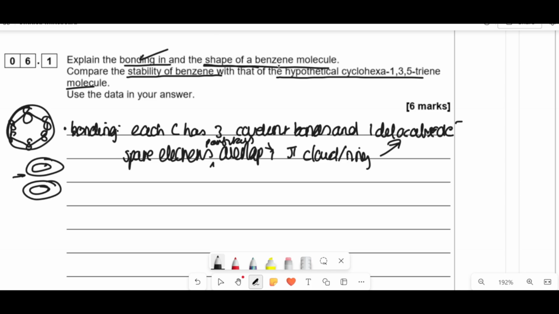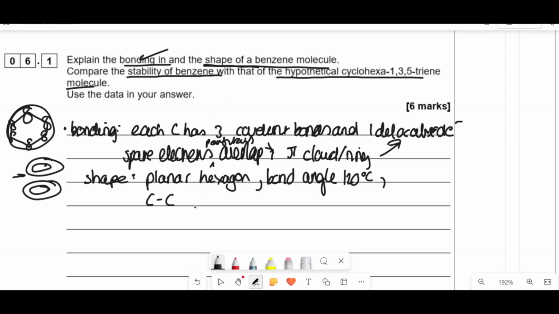We need to talk about the shape. So the shape here then is that it is planar. It's a planar hexagon, and in benzene the bond angle is just stuff you've got to remember. Unfortunately, the bond angle is 120 degrees. And the other thing about benzene that differs from the other stuff is that the CC bonds are all equal in length, whereas in cyclohexene they'd be different. We looked at this with X-ray crystallography and found that they were all the same length. So CC bonds are all the same length. All right, cool. They're actually a length in between a single and double bond.